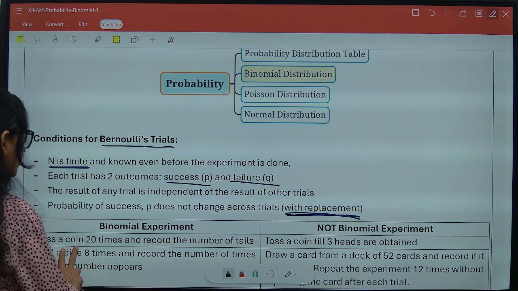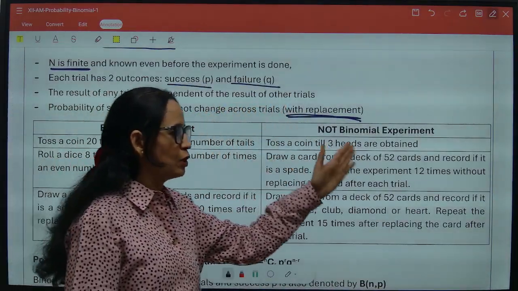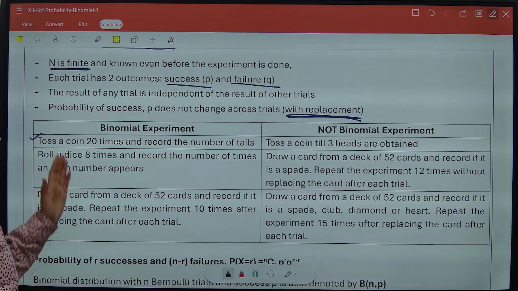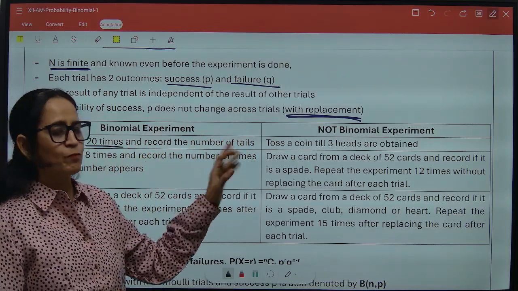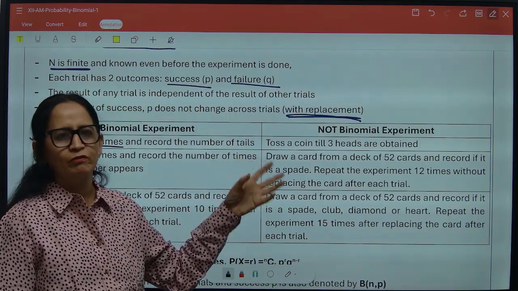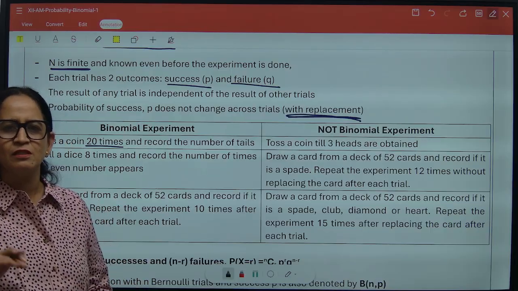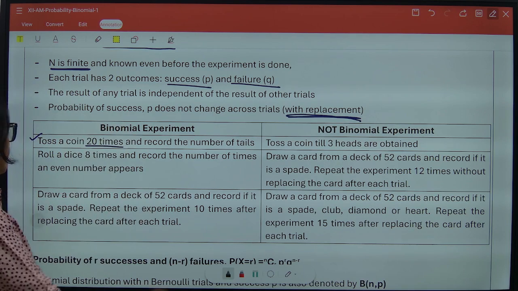Understood? Great. So let's first have a look at what is a binomial experiment and what is not a binomial experiment. So for example, toss of a coin 20 times. Now n is already known in advance, and record the number of tails. So how many tails you get? Either 0 or 1 or 2. So probability of getting a tail is also known, 1 by 2, and it is same across all the trials. So it is a question of binomial distribution.